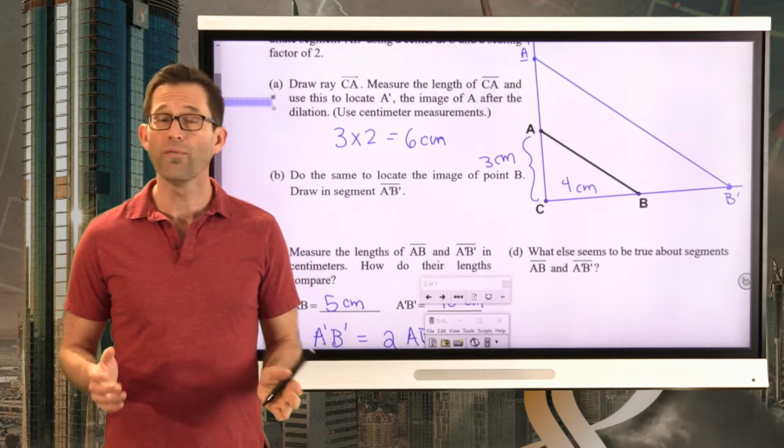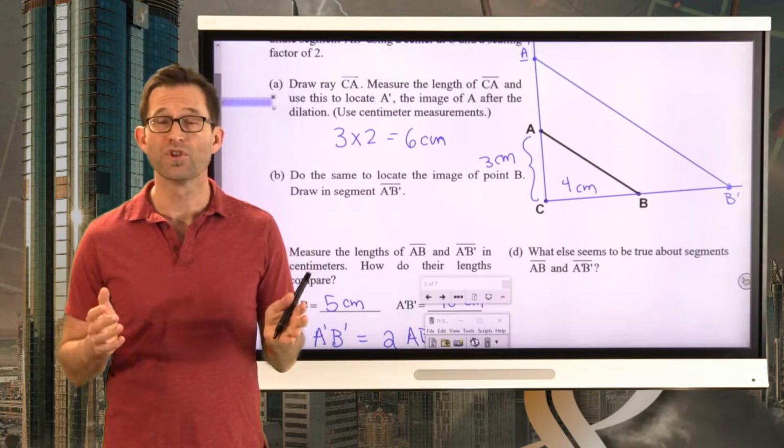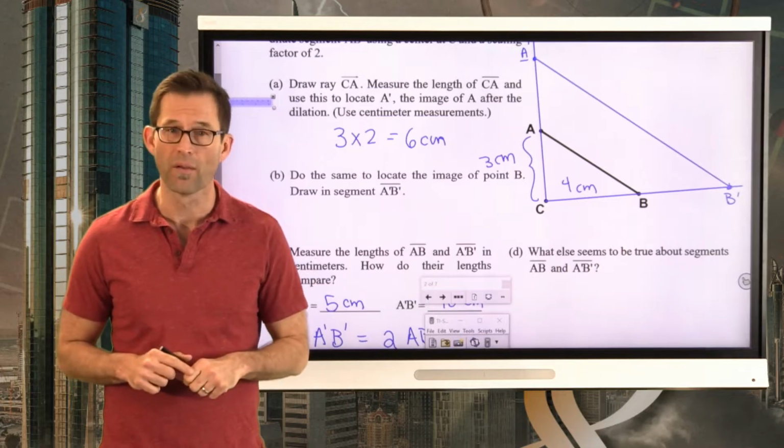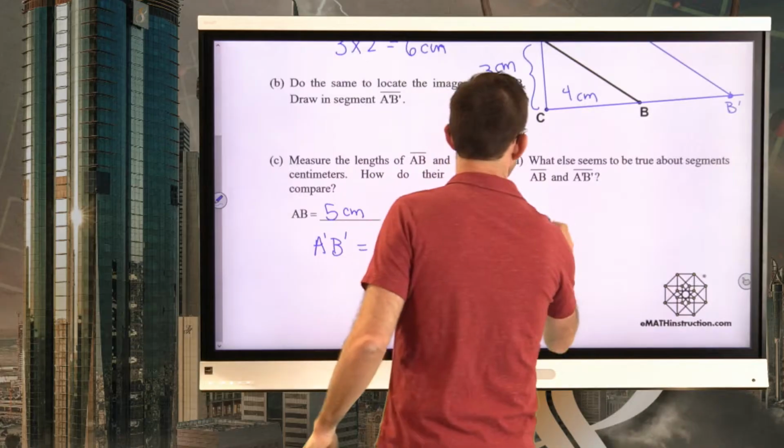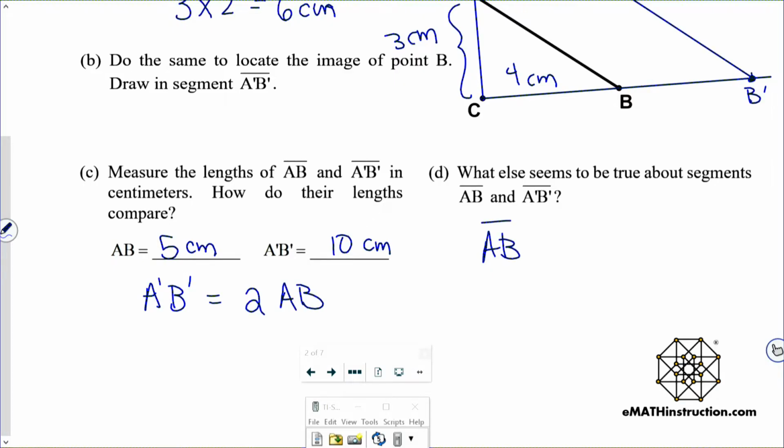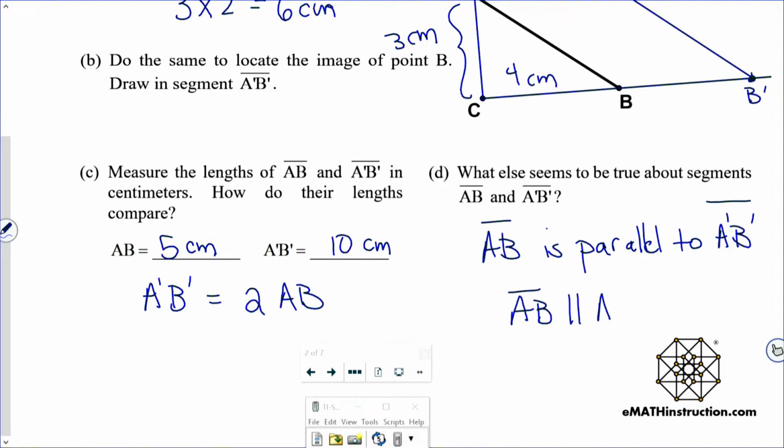All right, well, hopefully it occurs to you that the two seem to be parallel. And in fact, they are, right? We can say that AB is parallel to A prime B prime. In symbol notation, if you remember this from our work with parallel lines, AB parallel to A prime B prime.